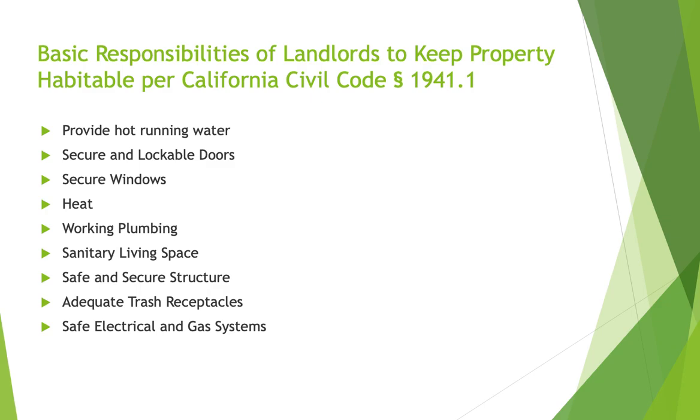Sixth is sanitary living space. The landlord must ensure that the property is sanitary, and this covers several sub-requirements. The rental unit must be kept free from significant mold, pests like cockroaches, ants, rodents, or bedbugs, and other health hazards. If there's an infestation due to structural issues, like a gap in the wall or a hole in the wall, the landlord is responsible for pest control.